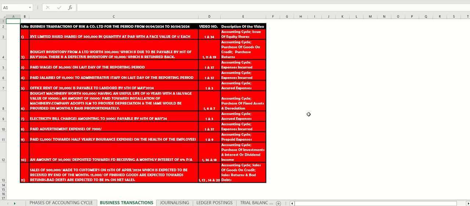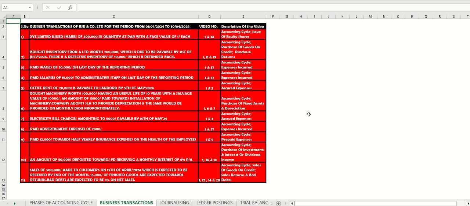Now let's move to the seventh business transaction, which is electricity bill charges amounting to 5,000 payable by 10th of May. So for which period would RSK and Co be preparing the financials? For the period 1st of April 2024 to 30th of April 2024, and the balance sheet will be prepared as on 30th of April 2024. However, as per this business transaction, the electricity bills would get incurred for the month of April.